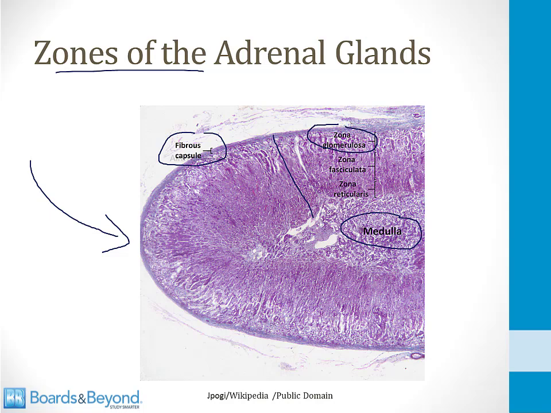The innermost zone is called the zona fasciculata, and then the zone right above the medulla is called the zona reticularis. And as we will see, each of these zones makes a different class of hormones. Many students like to remember their order by remembering the mnemonic GFR, with the G standing for glomerulosa, the F for fasciculata, and the R for reticularis.